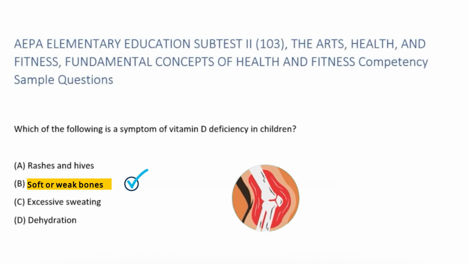Vitamin D is essential for strong bones. Deficiency can cause rickets or general bone weakness in growing kids. Let's look at why the other answers are false. A, rashes isn't specific to vitamin D. And then C, excessive sweating, and D, dehydration are not classic symptoms of vitamin D deficiency either.